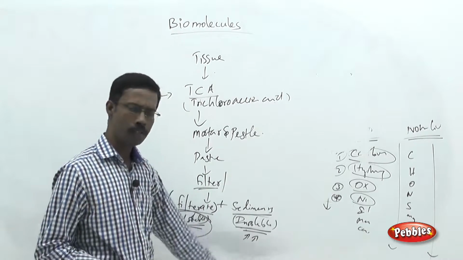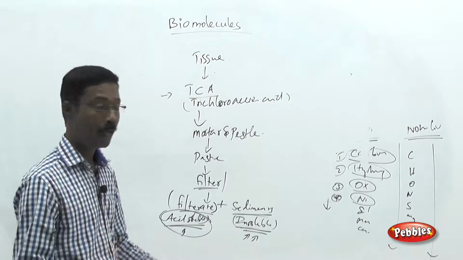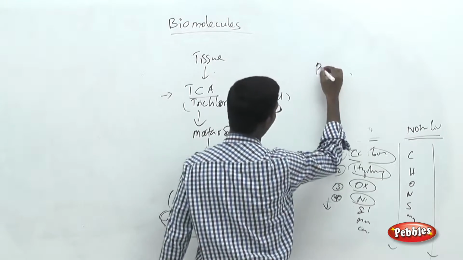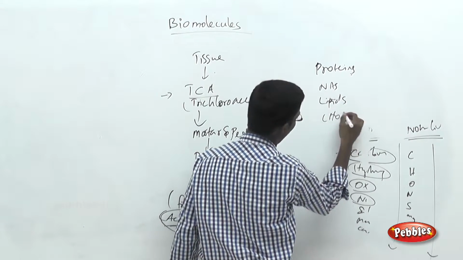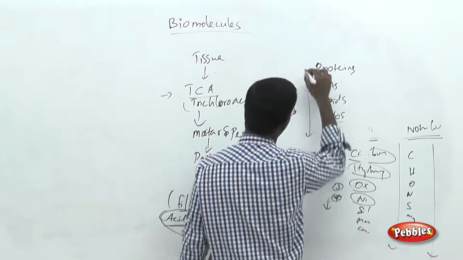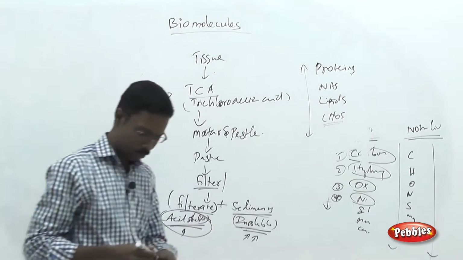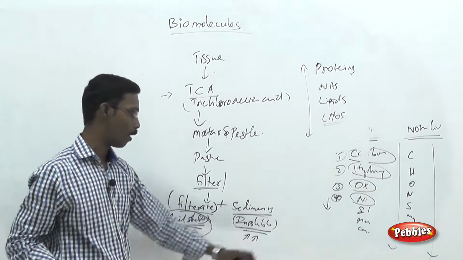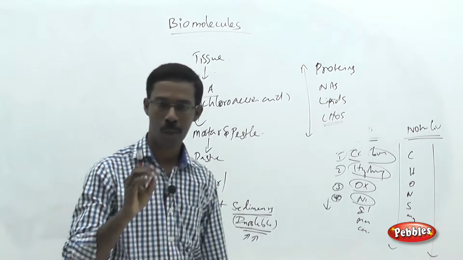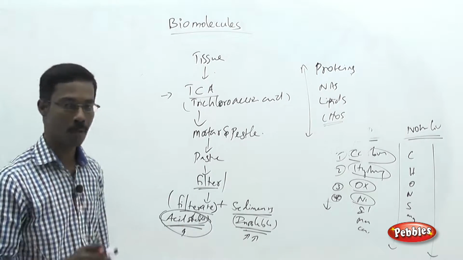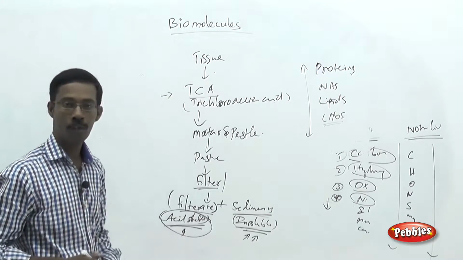Normally, in the insoluble fraction you will get the macromolecules such as proteins, nucleic acids, lipids, and carbohydrates. Almost all the macromolecules you will see in the insoluble fraction. Almost all the smaller molecules and acid soluble molecules will be in the filtrate.